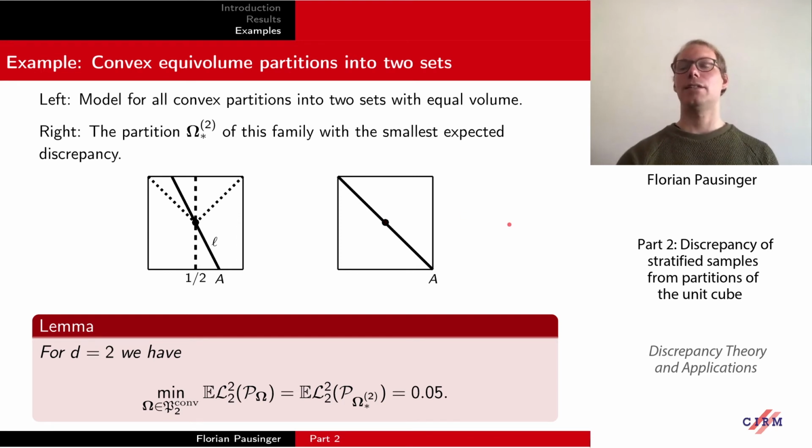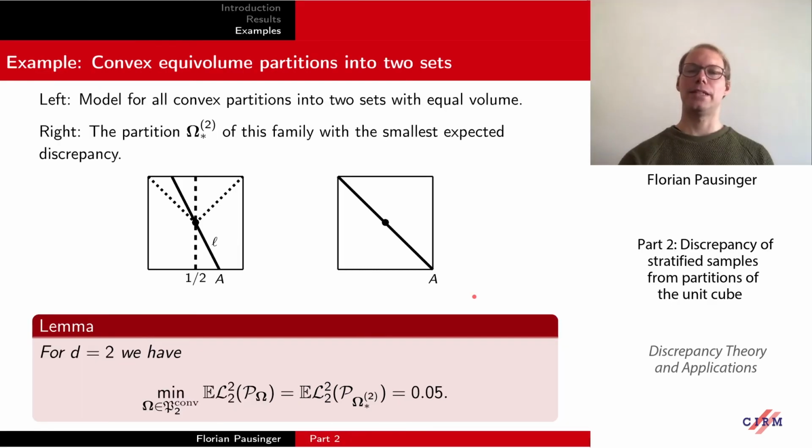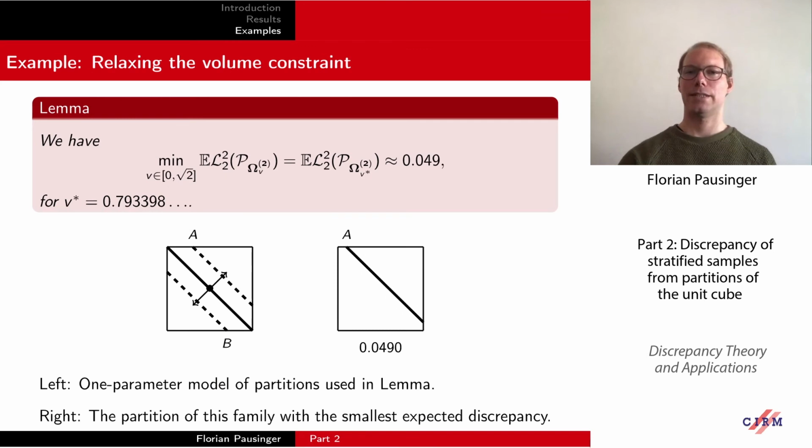So you get all convex partitions into two equivolume sets by just rotating this line around the midpoint. And it turns out that the minimal partition in this family is actually the partition that I have shown here. So if you just take the anti-diagonal, then this gives you the lowest expected discrepancy, and the value here is 0.05. So we solved this problem for the easiest case of d equal 2 into two sets.